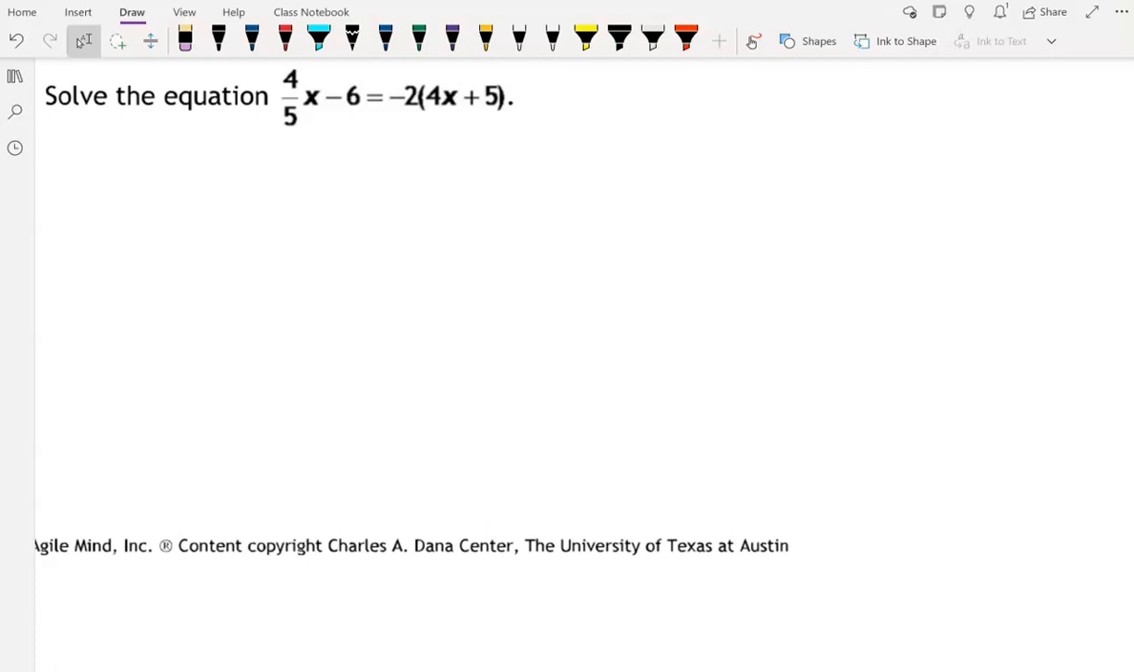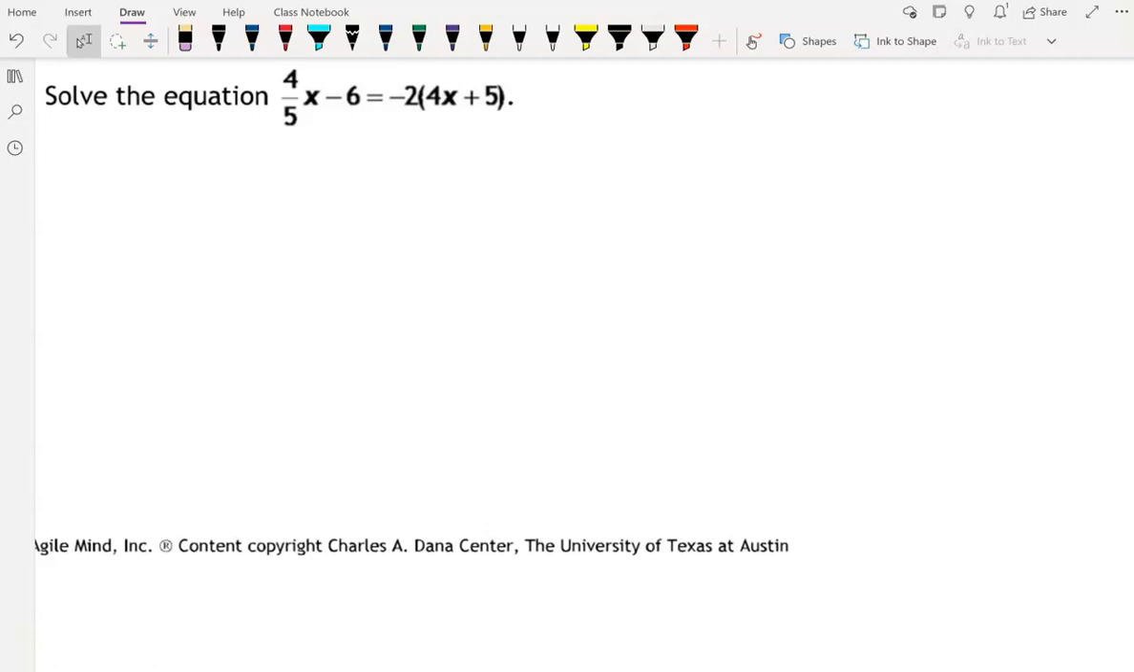Hey folks, welcome back. Today we're looking at, again, solving equations that involve distribution and combining like terms and terms on both sides of the equal sign. And included in today's video is also the idea of fractions as coefficients and how we can make life a little bit easier by eliminating those fractions. So let's start by taking a look at this one.